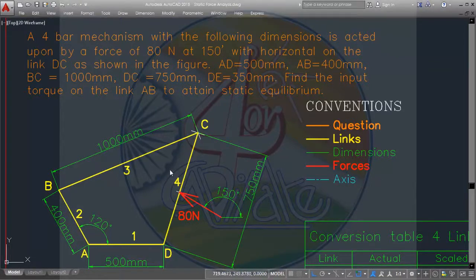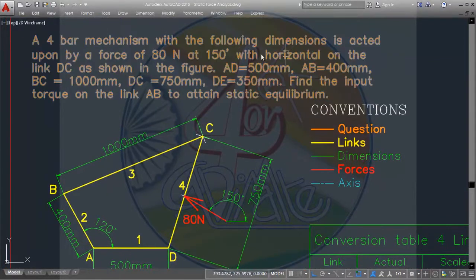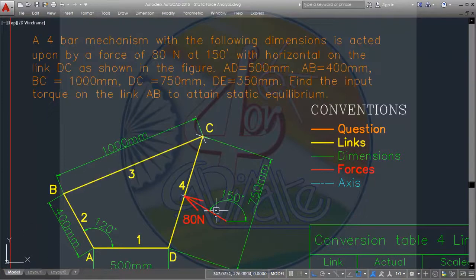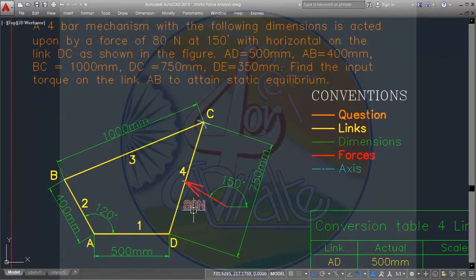Okay, so this is a 4-bar mechanism. This is the question here. All the dimensions are given as it is here, and there is a force of 80 kilonewtons acting at this point, which is E. And what is this 4 for? 4 is the link number.